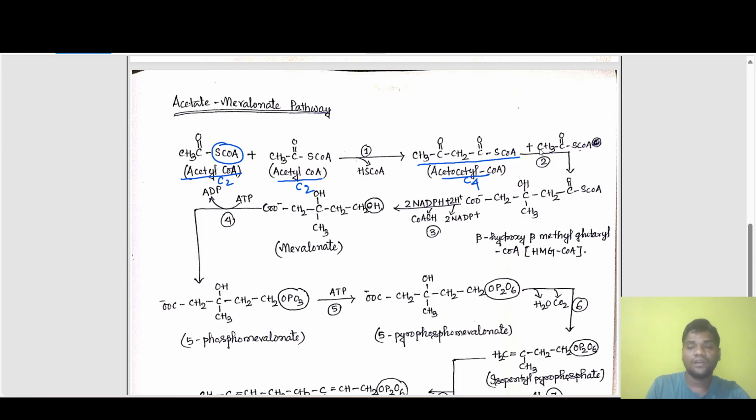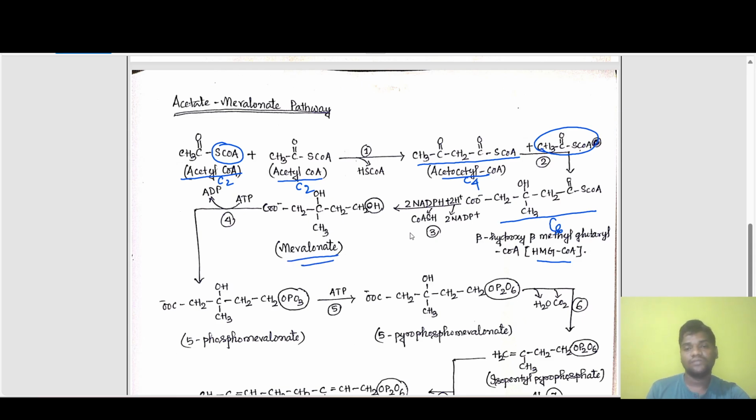Then again in the next step there will be addition of another acetyl coenzyme A, so that the compound found here is beta hydroxy beta methyl glutaryl coenzyme A. You can see 1 2 3 4 5 6, this is a 6C type of compound. This HMG-CoA, in the short form, is converted to mevalonate. This is the major step here.